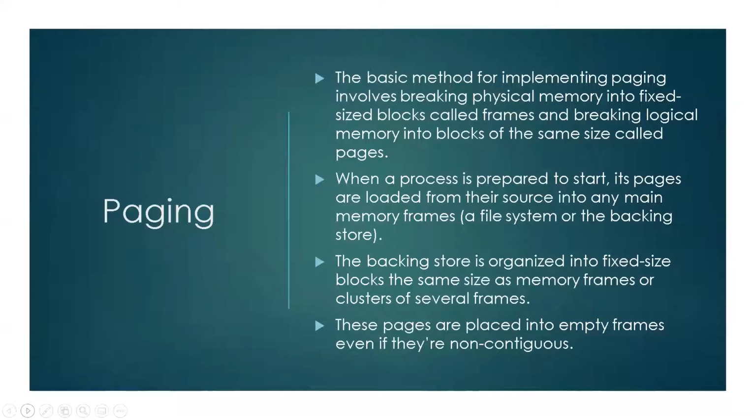Paging is a memory management scheme that permits a process's physical address space to be non-contiguous. The basic method for implementing paging involves breaking physical memory into fixed size blocks called frames and breaking logical memory into blocks of the same size called pages. When a process is prepared to start, its pages are loaded from their source, a file system or the backing store, into main memory frames. The backing store is organized into fixed size blocks, the same size as main memory frames or clusters of several frames. These pages are placed into empty frames even if they are non-contiguous.